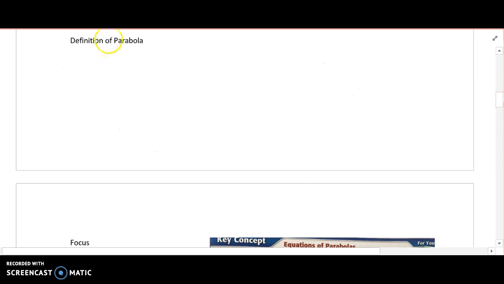So getting to the idea of a parabola, we'll use those skills for completing the square as we get more involved with the parabola. But let's define what a parabola is. This is the set of all points that are the same distance between a given point and a given line.